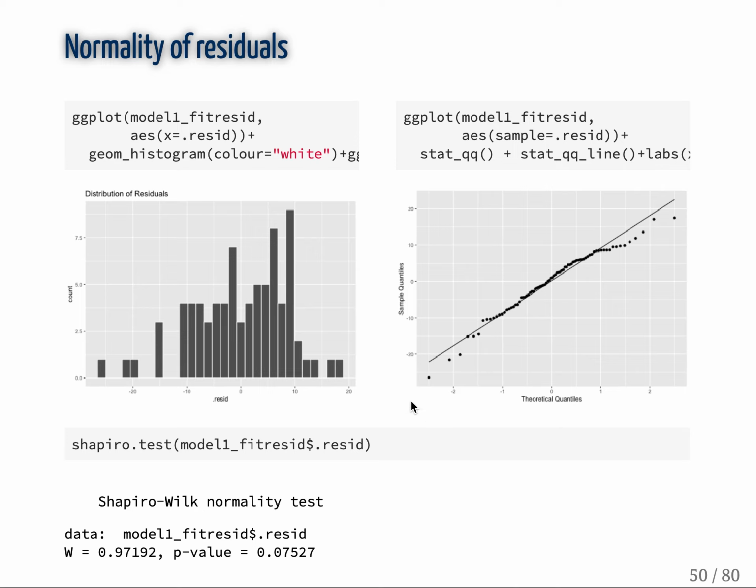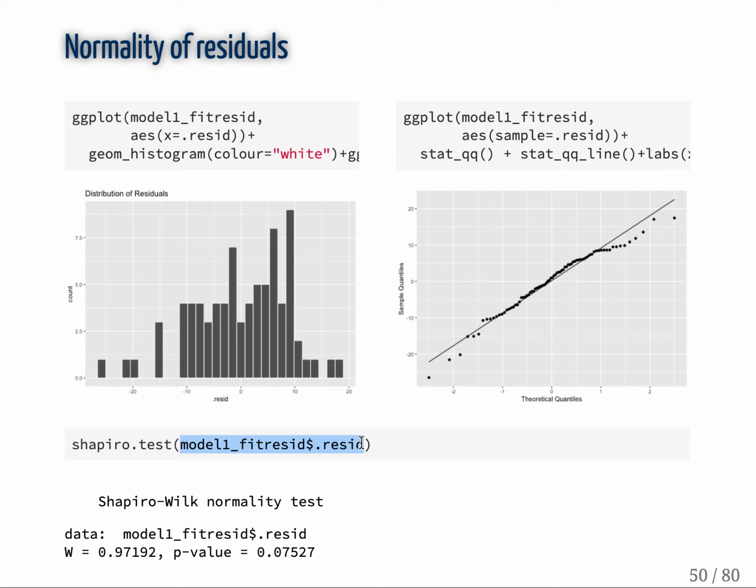Here, the residuals look very close to being normally distributed. I could also run a Shapiro-Wilk test to check whether the assumption of normality is satisfied. You can use the function shapiro.test, and here you need to pass the residuals of the model.